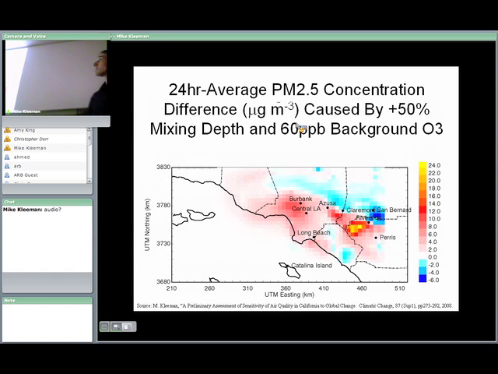Same sort of analysis then with the mixing depth, the height of the box that the emissions will mix into. If that went up by 50%, how would particle concentrations change? And you're seeing the same thing that we saw for ozone.